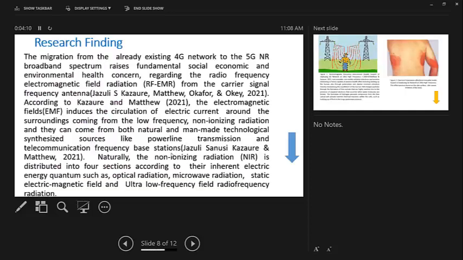The migration from the already existing 4G network to the 5G new radio broadband spectrum raises fundamental socioeconomic and environmental health concerns regarding the radio frequency electromagnetic field radiation from the carrier signal frequency antenna. According to the authors, the electromagnetic field (EMF) induces the circulation of electric current around the surrounding, coming from the low frequency non-ionizing radiation, and they can come from both natural and man-made technological synthesized sources like power line transmissions and telecommunication frequency-based stations. Naturally, the non-ionizing radiation is distributed into 4 sections according to their inherent electric energy quantum, such as optical radiation, microwave radiation, static electric magnetic field, and ultra-low frequency field radio frequency radiation.